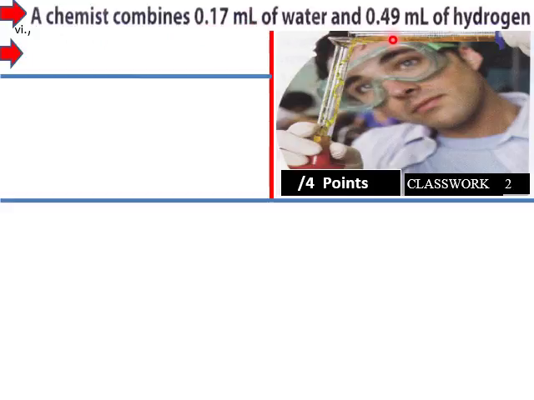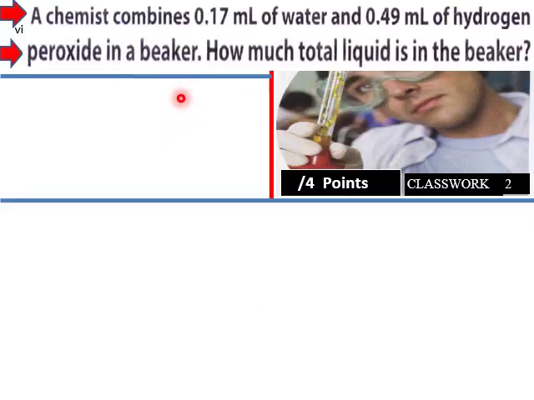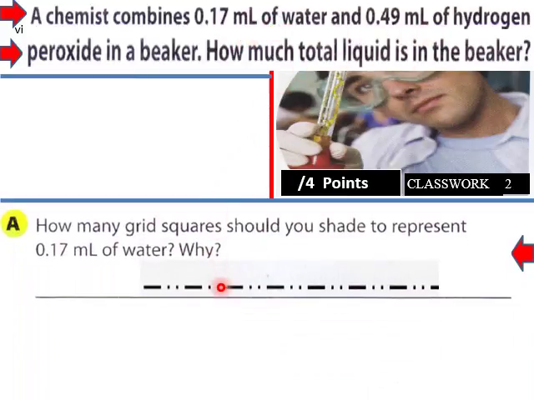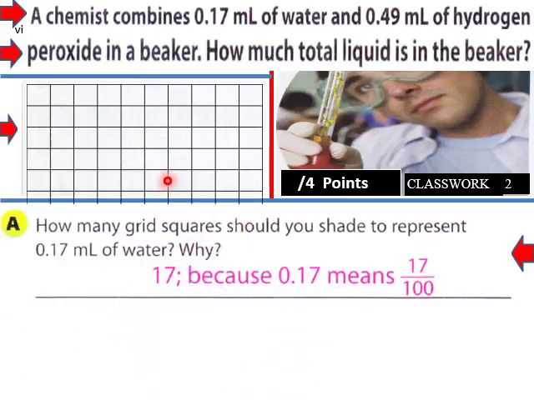0.17 milliliter water and 0.49 milliliter of hydrogen. A chemist combines that much in a beaker. How much total liquid is in the beaker? So how much total liquid we got of water and hydrogen? So how many grid squares would you shade to represent 0.17 milliliter of water, and why is a question here. So here will be a grid, 17, because 0.17 means 17 over 100.